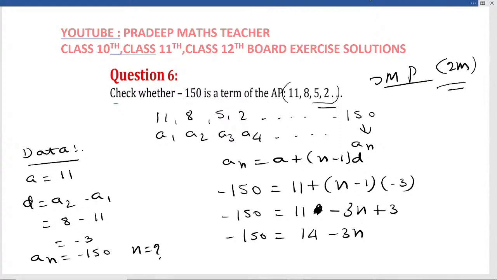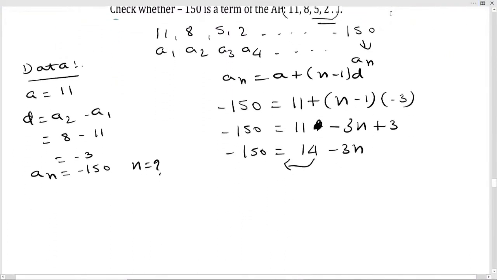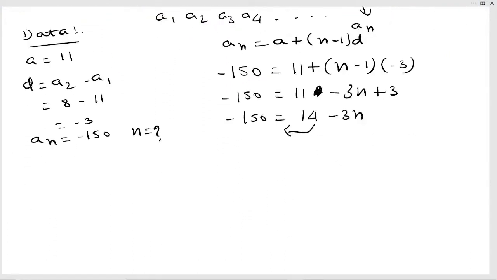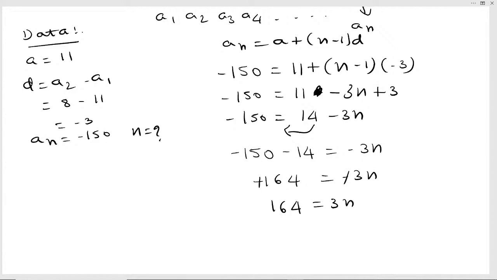Now here just send 14 to the left hand side. If you send plus 14 to the left hand side, it will become minus 14. So minus 150 minus 14 equals minus 3n. Minus 3n remains the same. Now you need to add 150 plus 14, which is minus 164 equals minus 3n. Here minus minus get cancelled. The remaining is 164 equals 3n.